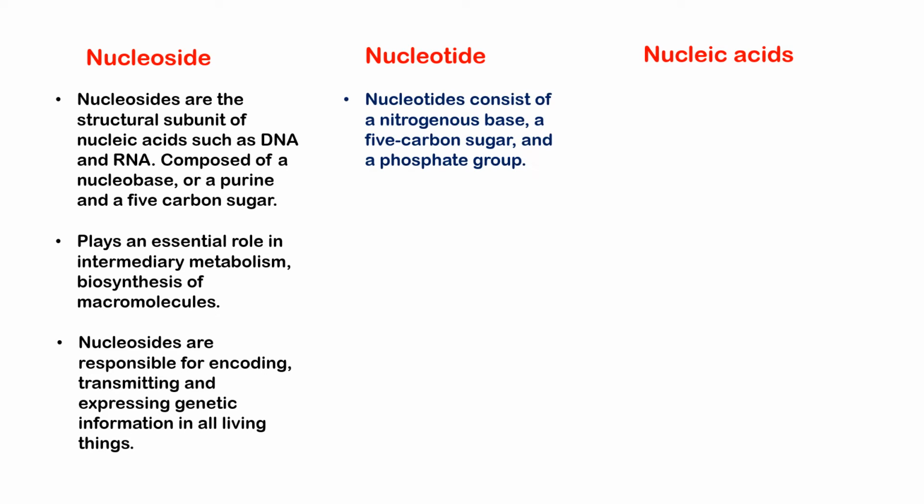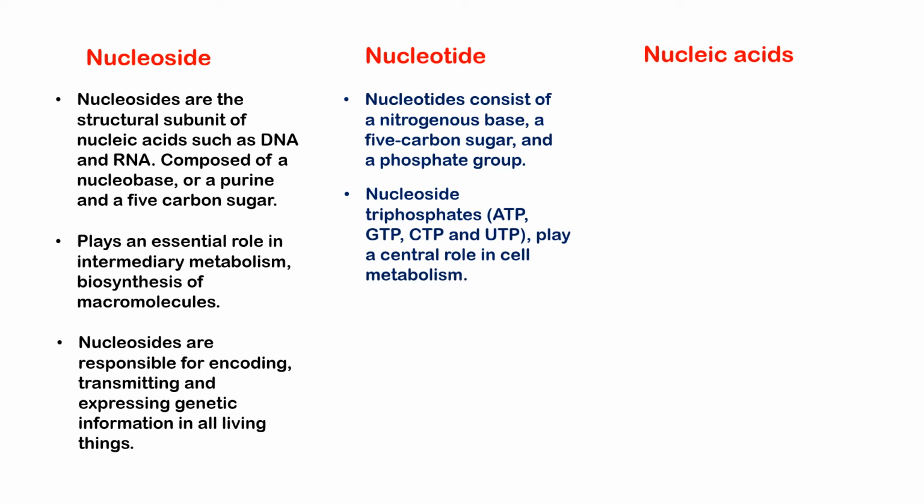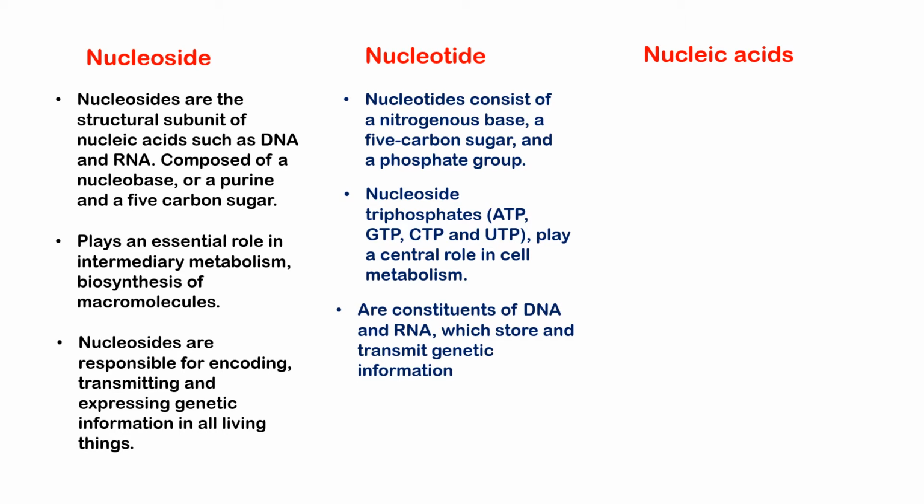Nucleotides. Nucleotides consist of a nitrogenous base, a 5-carbon sugar, and a phosphate group. Nucleoside triphosphates play a central role in cell metabolism. They are constituents of DNA and RNA which store and transmit genetic information. Nucleotides are also important coenzyme catalysts.